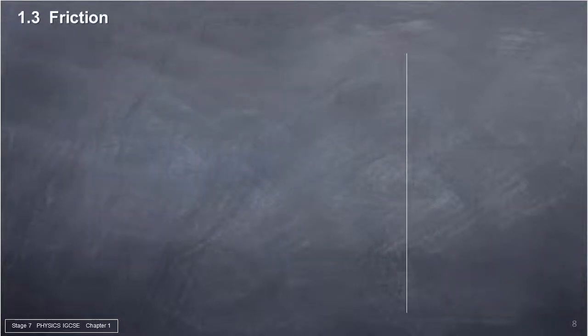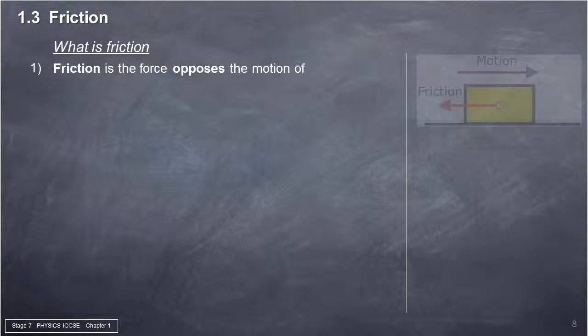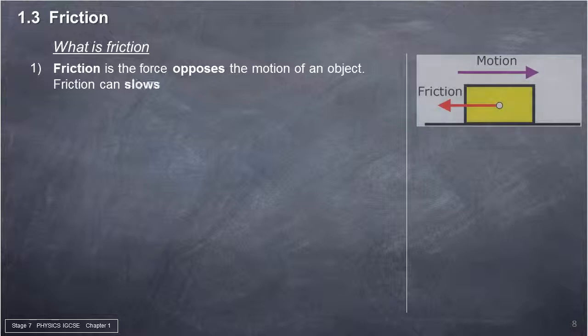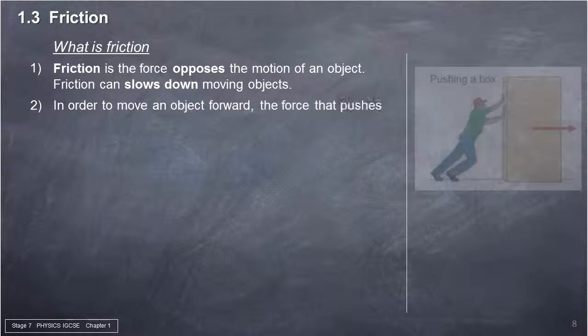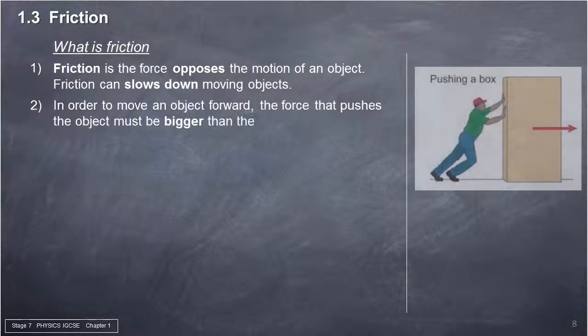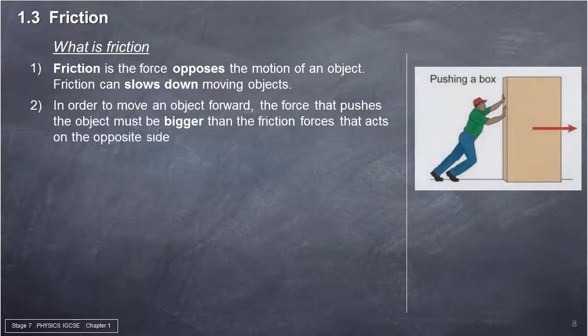1.3. Friction. What is friction? 1. Friction is the force that opposes the motion of an object. Friction can slow down moving objects. 2. In order to move an object forward, the force that pushes the object must be bigger than the friction force that acts on the opposite side.